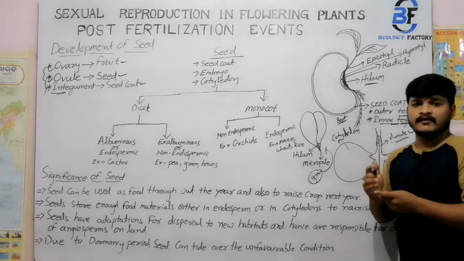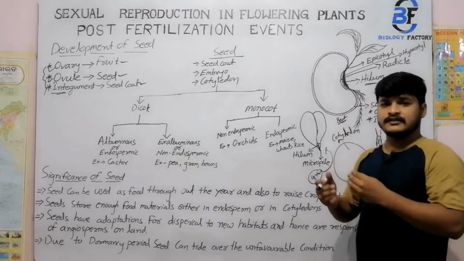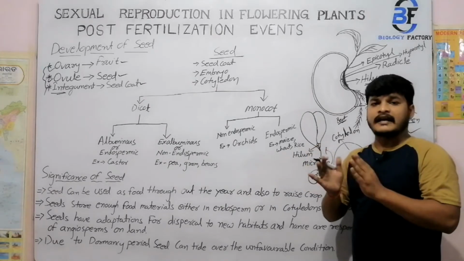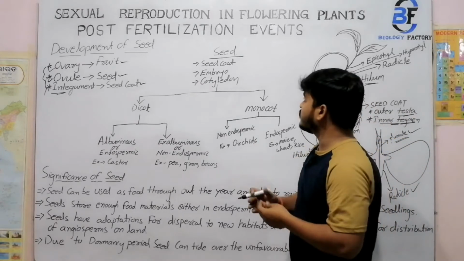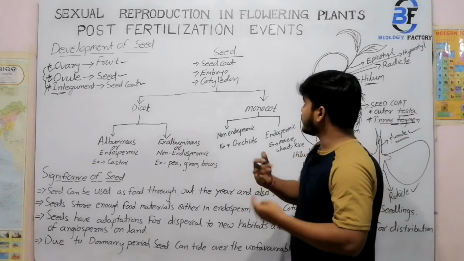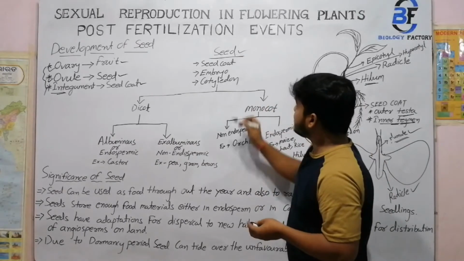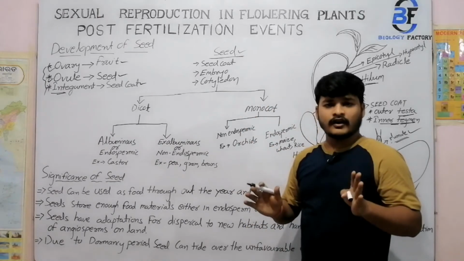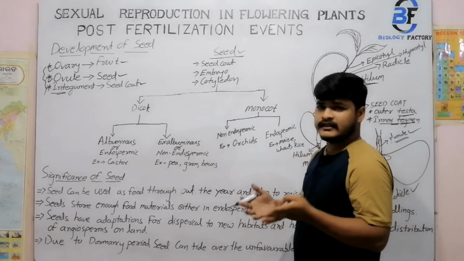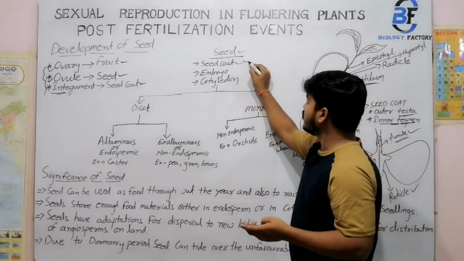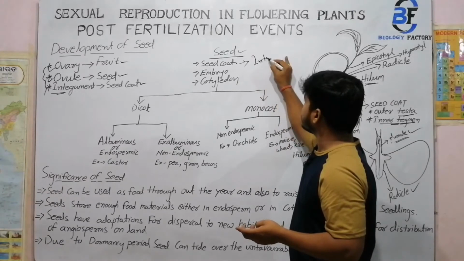After the developmental process of the seed, I just recap the classification of the seeds. In your previous classes you also learned about that. A basic seed consists of mostly three things. That means the seed coat, which is formed from the integuments.